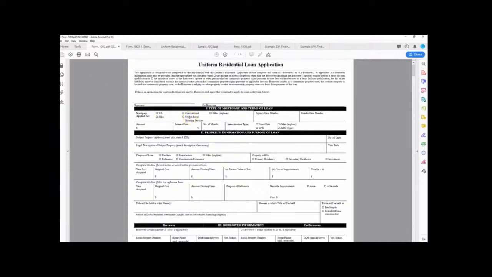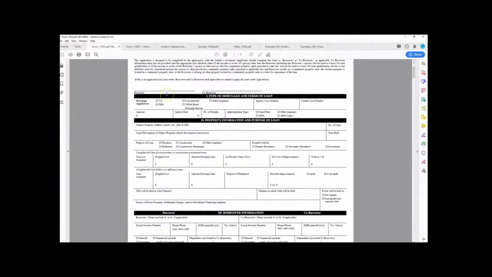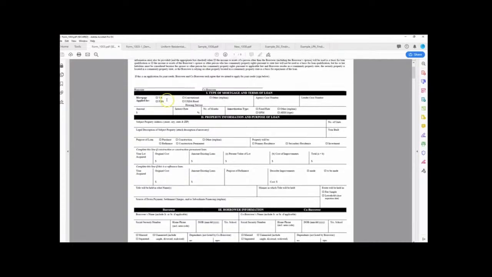You'll go over the purpose of the loan, to purchase or refi. What type of property will it be, primary or second, or even an investment property. It tells you how the property will be held and the sourcing of the down payment that the borrower is going to be utilizing to do this transaction.